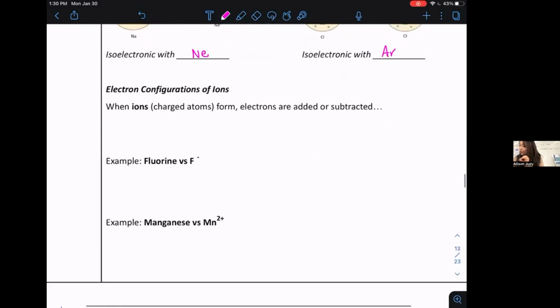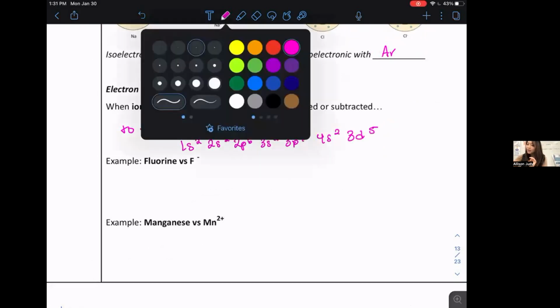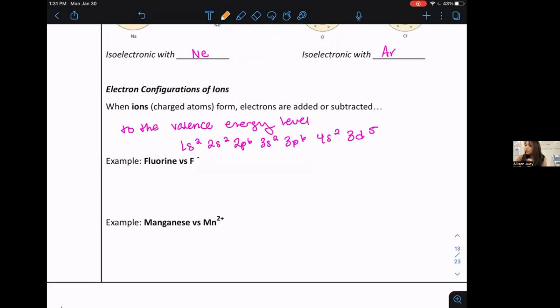So when ions form, electrons are added or subtracted to the valence energy level. Valence. So that means if you have an electron configuration of 1s2, 2s2, 2p6, 3s2, 3p6, 4s2, 3d5, you would not add or subtract from here. You would add here. Oh, you would only subtract from here. Just kidding. You subtract from here, but then you would add here.